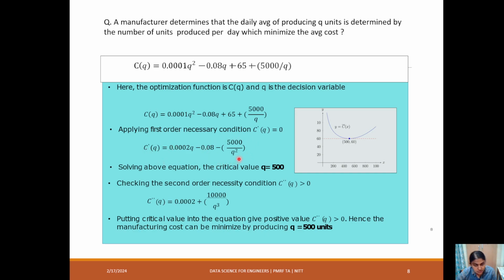Solving it, meaning equating it to 0, will give you the answer of Q as 500. Then again we will solve it and find the second order condition, and C double dash of Q. We'll put this value into this equation and it will give a positive value, that means it's the minimum value. Hence the manufacturing cost can be minimized by producing Q equal to 500 units.